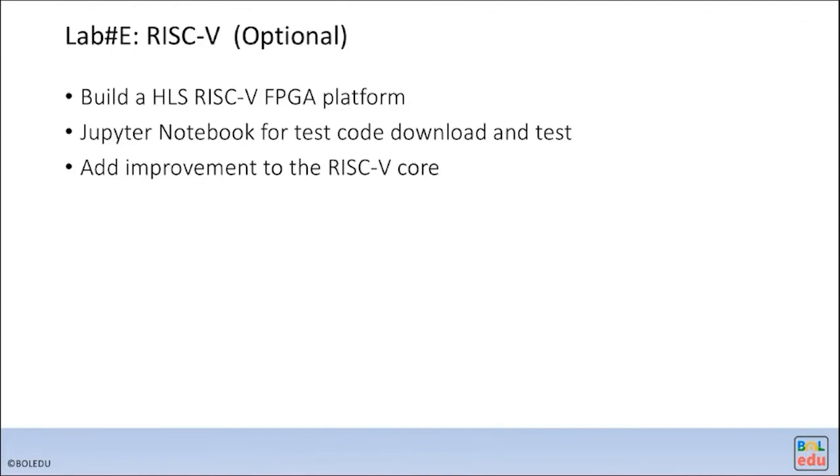All of the labs I just talked about are required. The next one, RISC-V, is optional; you don't have to do it. The purpose is that I want you to have this framework at hand, so in the future you can use it. And the SQA is the optional lab.